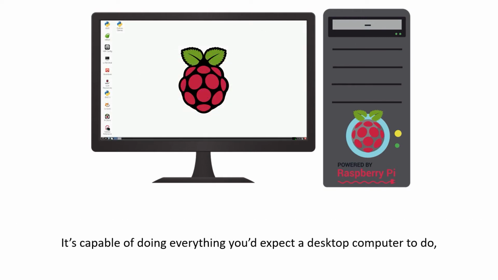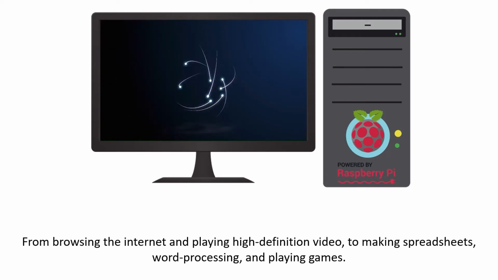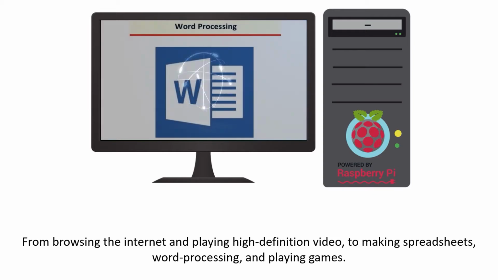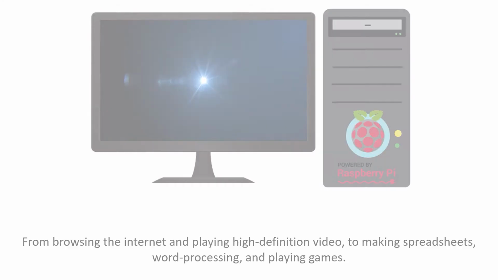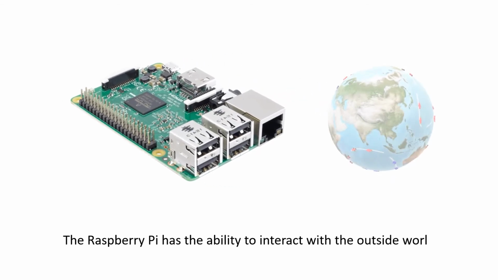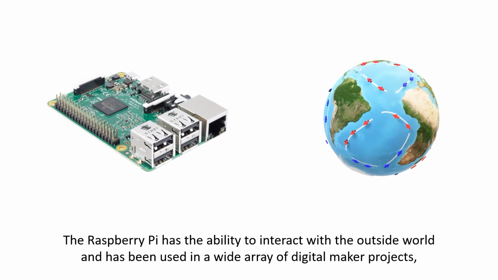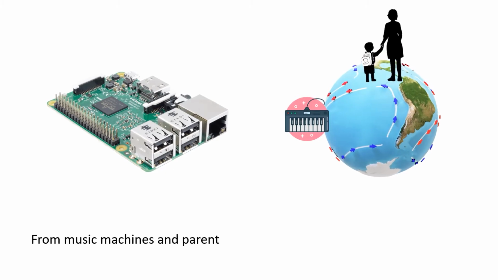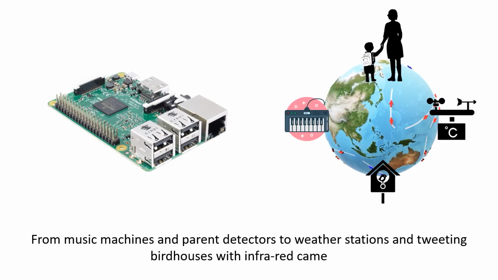It is capable of doing everything you would expect a desktop computer to do, from browsing the internet and playing high-definition video to making spreadsheets, word processing, and playing games. The Raspberry Pi has the ability to interact with the outside world and has been used in a wide array of digital maker projects, from music machines and parent detectors to weather stations and tweeting bird houses with infrared cameras.